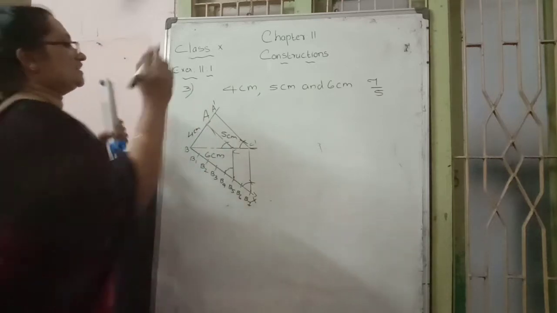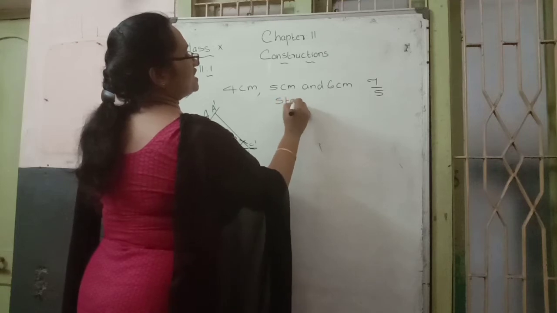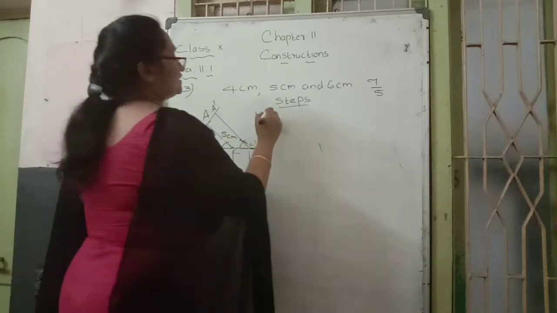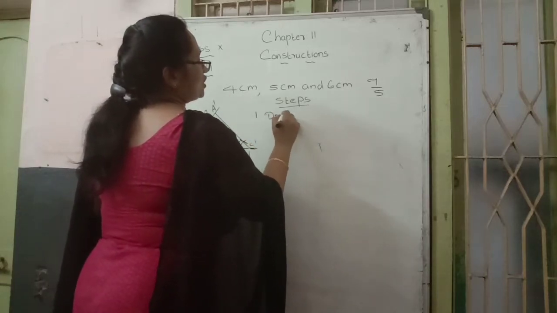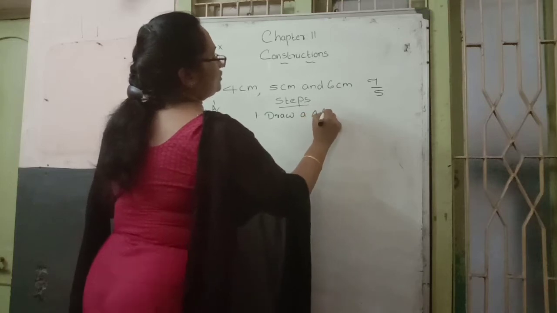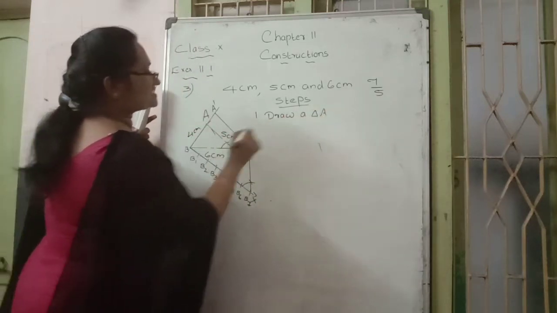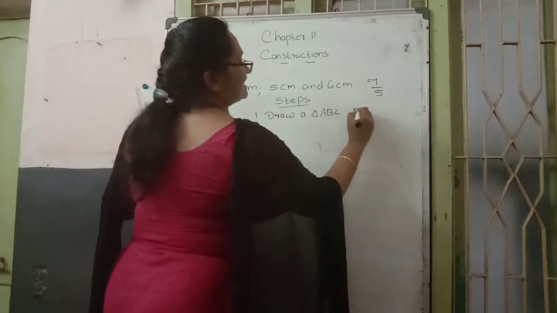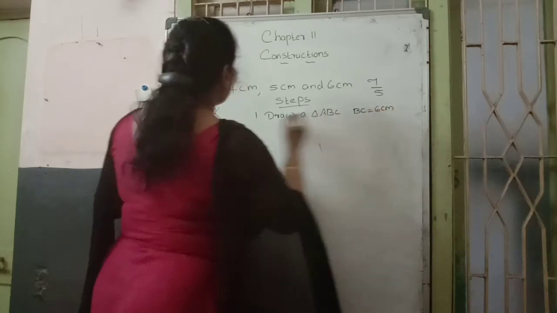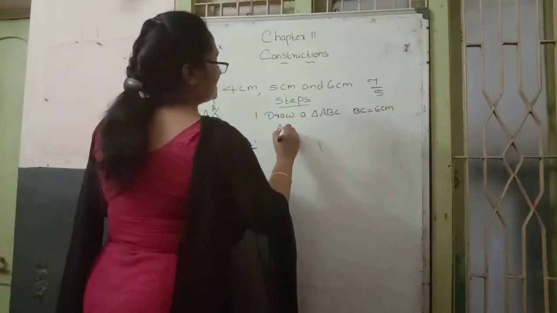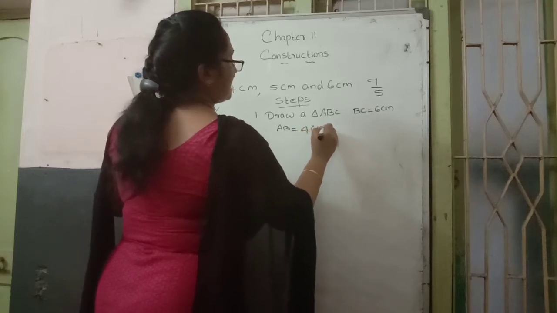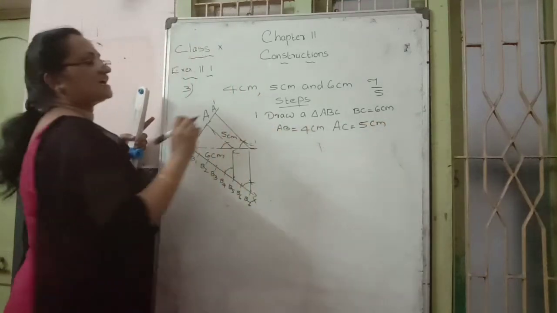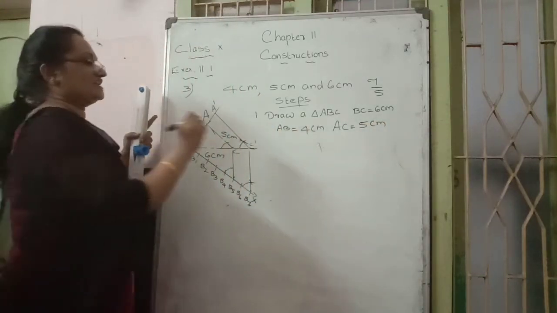Here, the steps we require. What are the processes we did for the construction work? First step: draw a triangle. Which triangle? The original triangle ABC. What are the measurements? BC side we consider as 6 centimeter, AB side as 4 centimeter, and AC side as 5 centimeter. In this way, first we construct the original triangle.